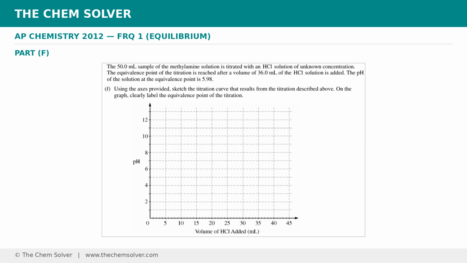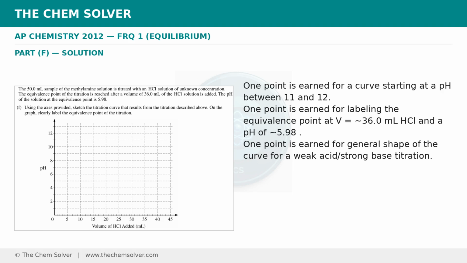Using the axes provided, sketch the titration curve that results from the titration described above. On the graph, clearly label the equivalence point of the titration. Visual. 1 point is earned for a curve starting at a pH between 11 and 12. 1 point is earned for labeling the equivalence point at V equals 36.0 milliliters HCl and a pH of 5.98. 1 point is earned for the general shape of the curve for a weak base / strong acid titration.